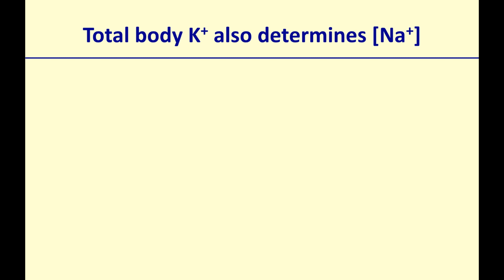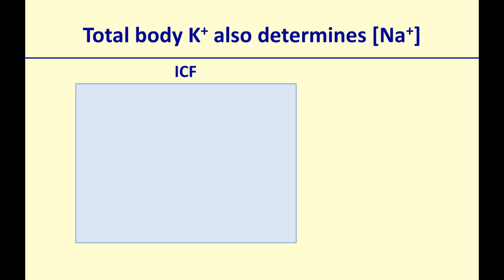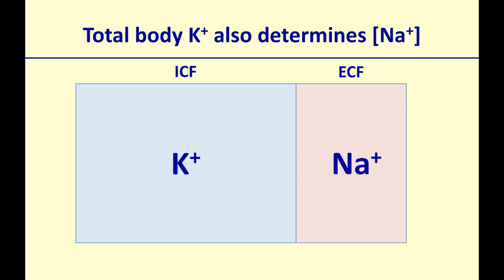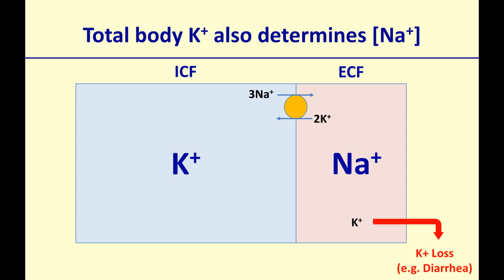How does this work? Well, you have your intracellular fluid compartment and your extracellular fluid compartment. The extracellular fluid compartment has sodium as the main osmol, and the intracellular fluid has potassium as the main osmol. This is because there is a sodium-potassium ATPase pump that pumps sodium out of the cell and potassium inside the cell. If you lose potassium from the ECF because of diarrhea, for instance, then the potassium in the ICF, in the intracellular space, will come out to compensate for the loss.